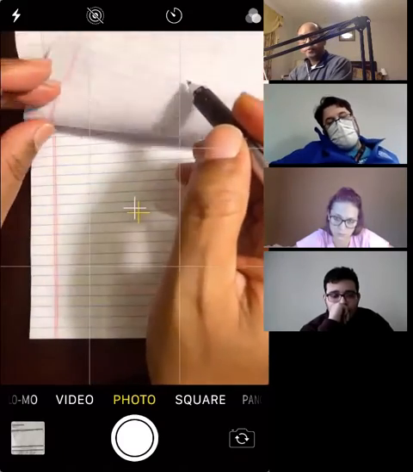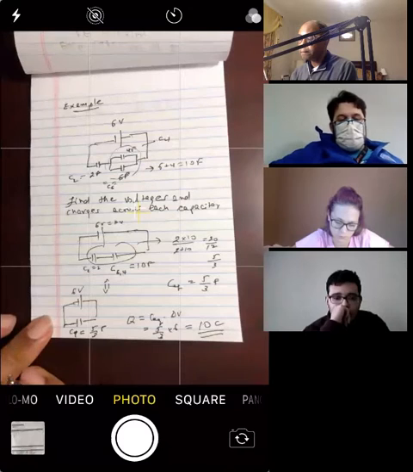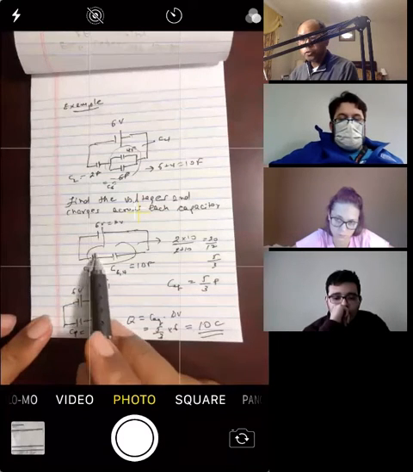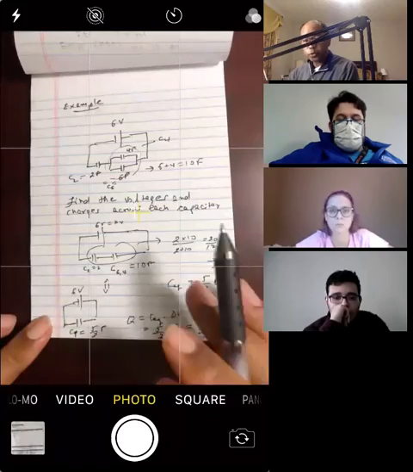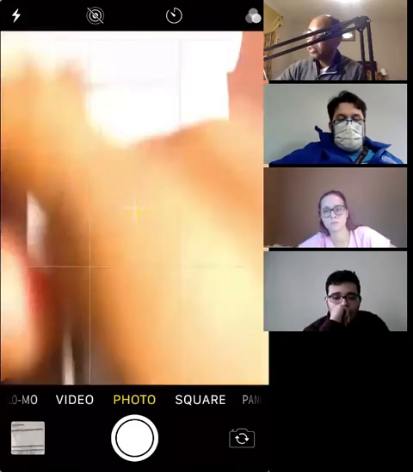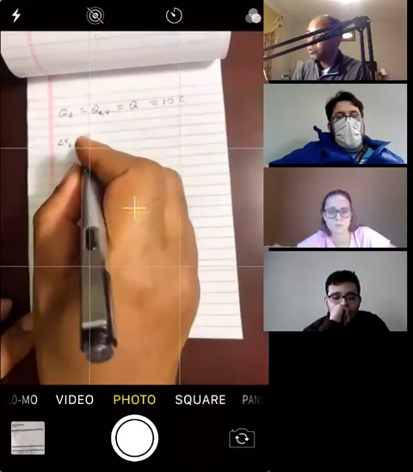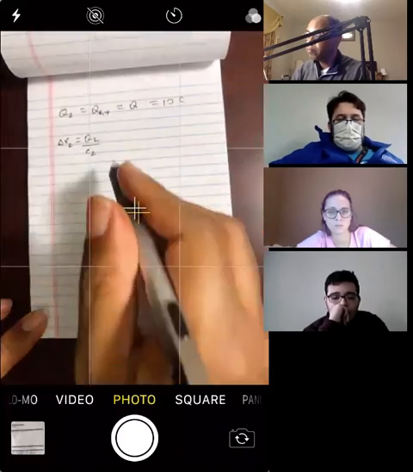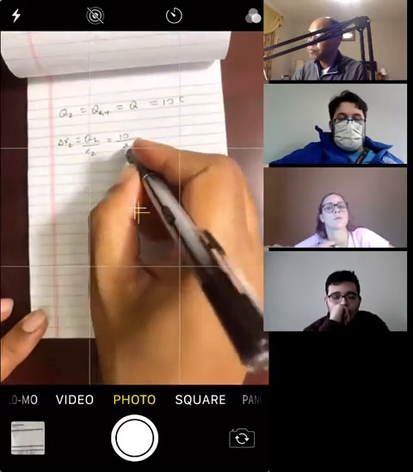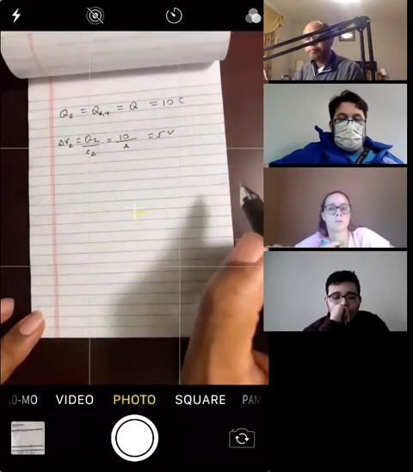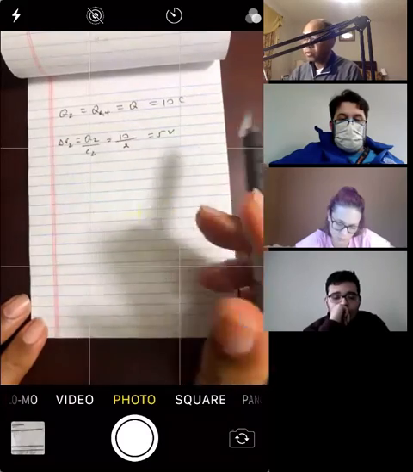Okay? From this, I find these charges very easily. All right? So now for this capacitor over here, I know the charge, I know the capacitance. So I can do the potential difference, okay? So let me see, delta V2. Delta V2 is Q2 over C2, okay? So that's 10 divided by 2 farad, that's 5 volts, okay? So the potential across this capacitor is 5 volts.